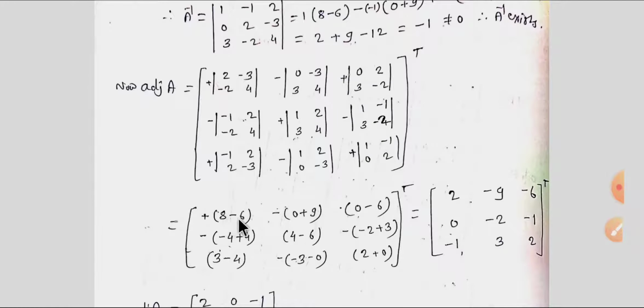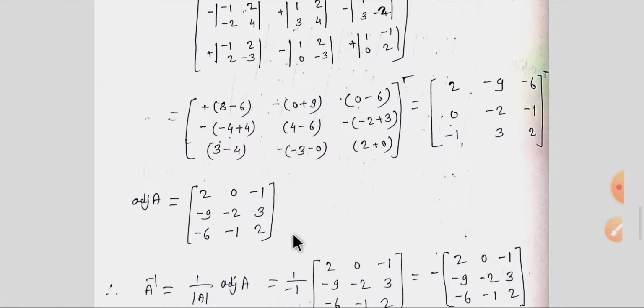This first expansion is 8 minus 6, here 2 4s are 8 minus 6, this is minus of 0 plus 9, then this is 0 minus 6, this is minus into bracket minus 4 plus 4, then plus this is 1 4 2s are 4 minus 6, minus into bracket minus 2 plus 3, and this value should be here 3 minus 4, this is minus of into bracket minus 3 minus 0, 2 plus 0. So transpose, the value is 8 minus 6 is 2, minus 9, minus 6, this is 0, minus 2, minus 1, minus 1, 3, 2, transpose.